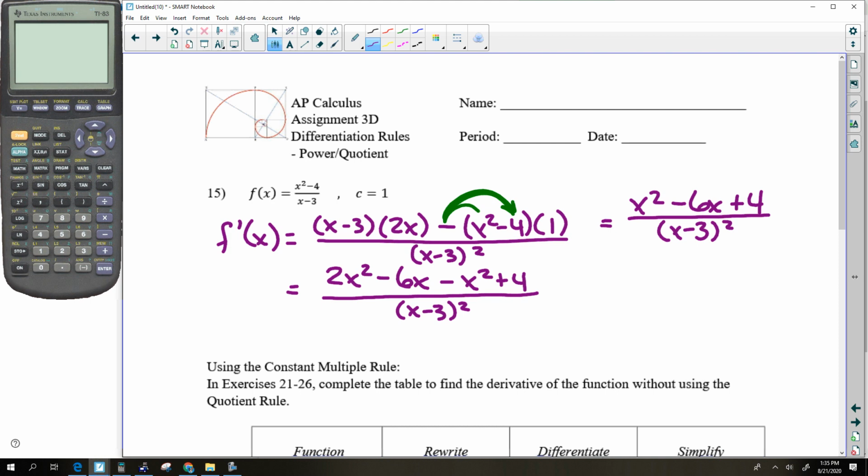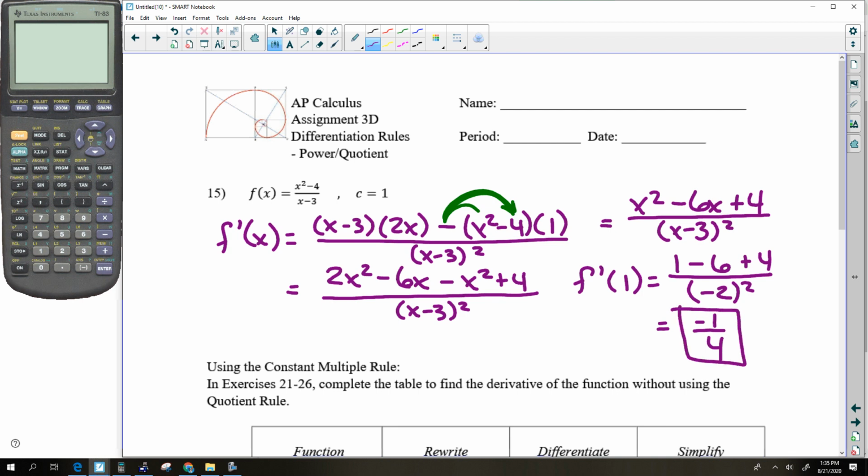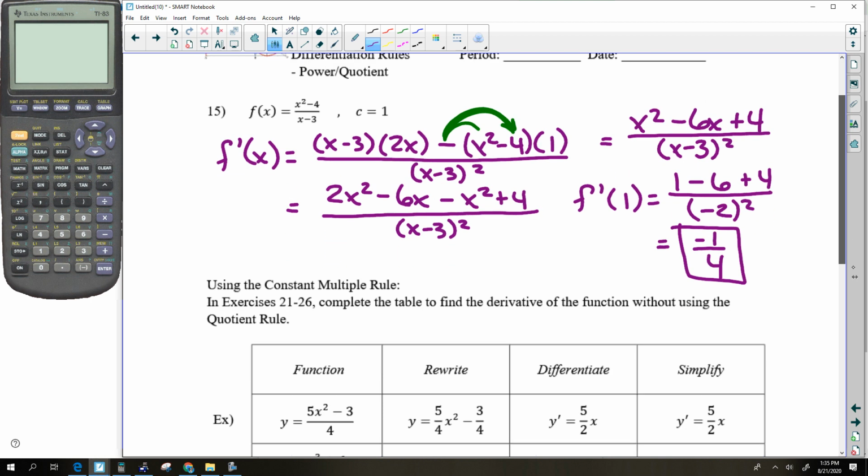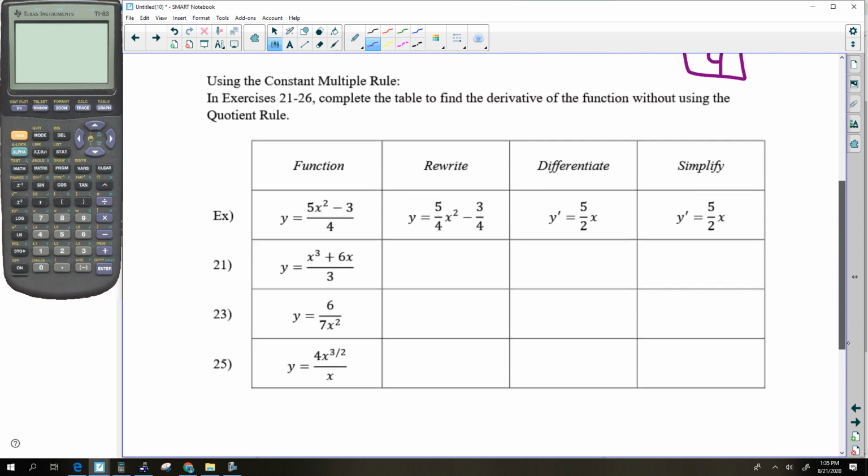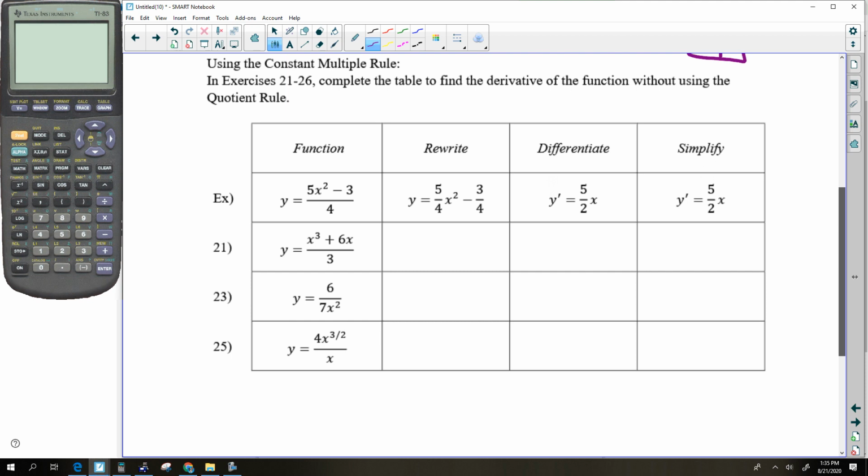And then we are going to evaluate at 1. So what is this derivative at 1? And so this is going to be 1 minus 6 plus 4 all over -2 squared. And so this is what? -1 over 4. All right, here we go. Complete the derivative, et cetera. Rewrite, differentiate, simplify, all the good stuff.